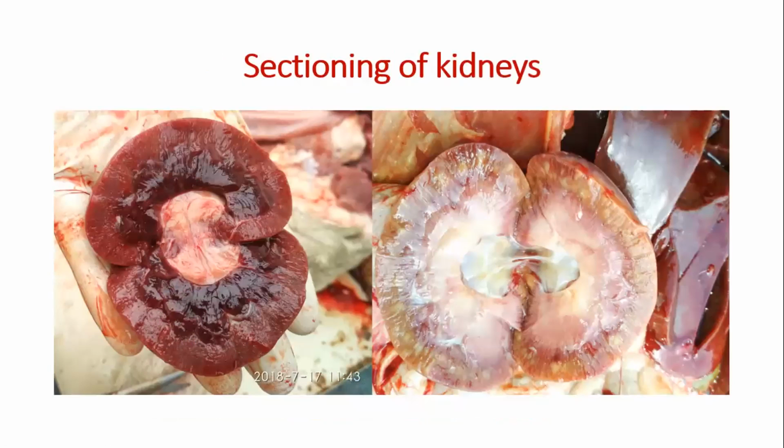Then after the liver we should go for the sectioning of the kidneys. We have to observe the cortex, paracortex, medulla. Accordingly there are different conditions of the kidney. Sometimes there is congestion of the kidney, sometimes hemorrhage on the kidney, sometimes a little bit of edematous fluid accumulated, sometimes a reddish fluid in the renal pelvis, sometimes there is fibrosis.